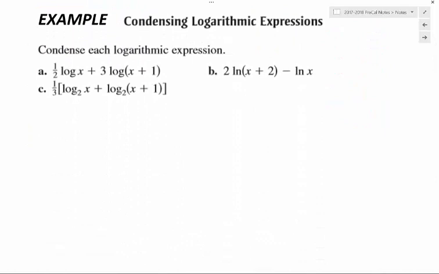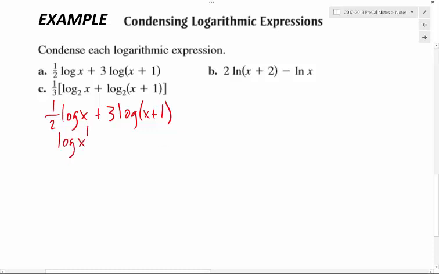Okay, condense each of these. Now I'm going to take them from the expanded form and shrink them. So when I have 1/2 log base x plus 3 log of x plus 1, what I need to do here is roll these numbers on the outside back on before I can reverse things. So now I'm going to go in reverse. I'm going to have log base x to the 1/2 plus log of x plus 1 to the 3rd power.